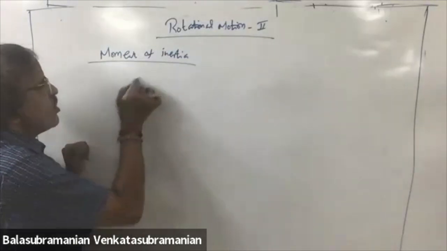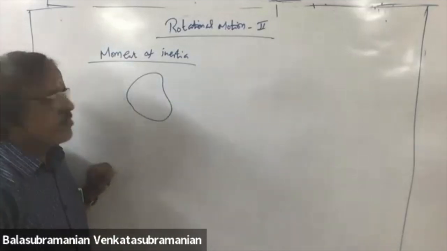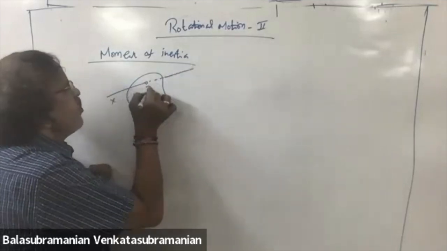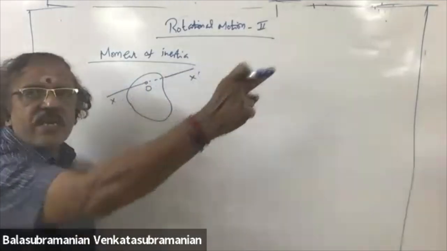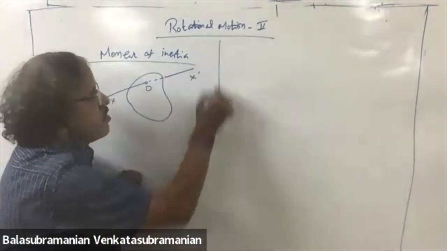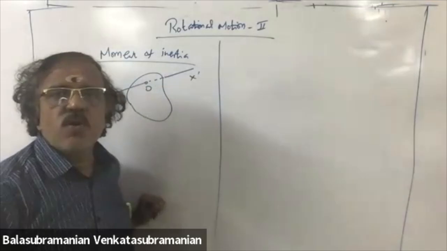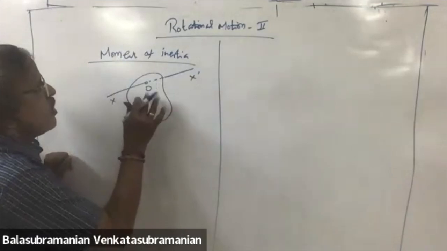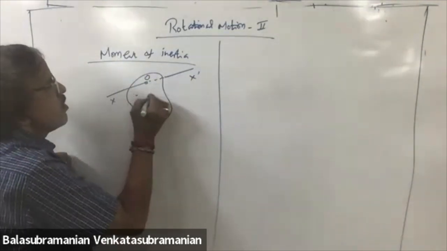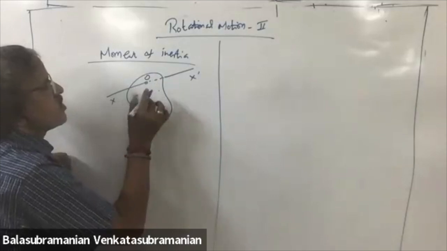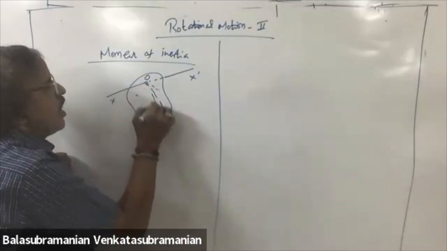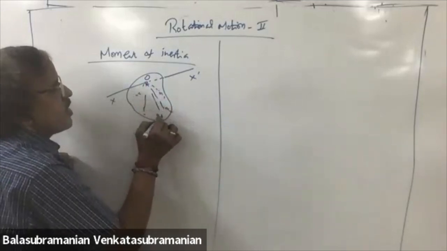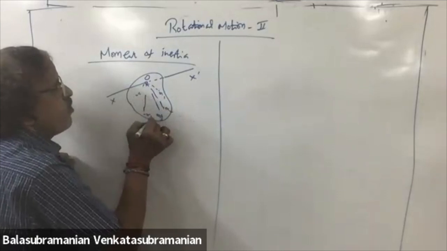Consider a rigid body of irregular shape, capable of rotating about this axis XO, X dash. It is rotating about XO, X dash. You have got different particles at different distances R1, R2, R3, R4, with masses M1, M2, M3, M4, M5, etc.